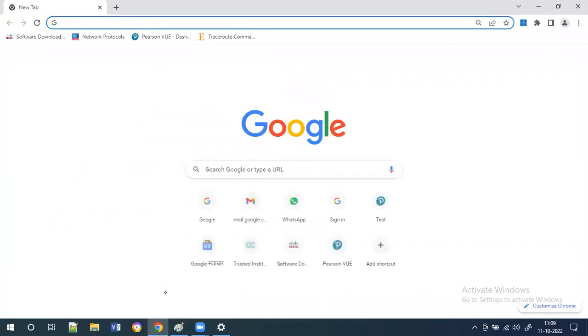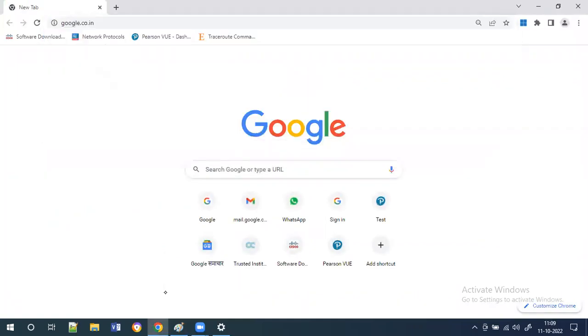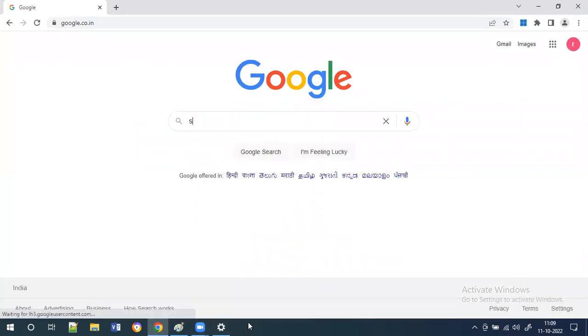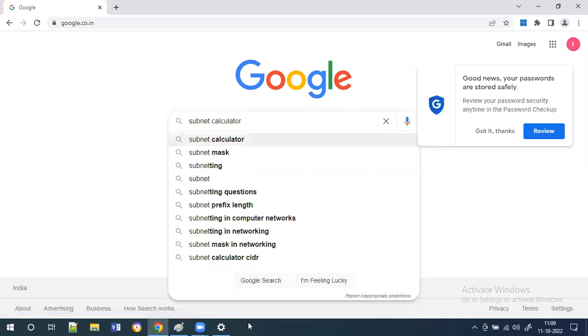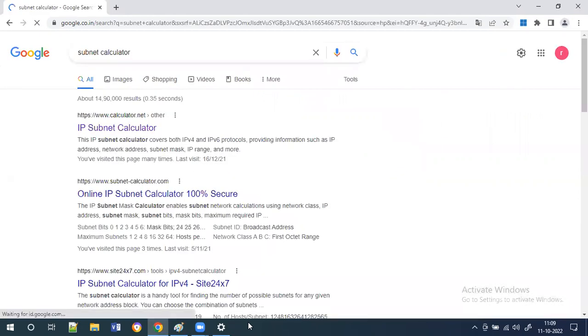It's very easy. You don't have to do much. What you have to do? You have to open Google. Then you have to put in subnet. Automatically it will help you. Automatically the subnet calculator will come. No need to put anything. Enter. Right? You can use any tab. You can use any one. Multiples are there. Let's use the first one.